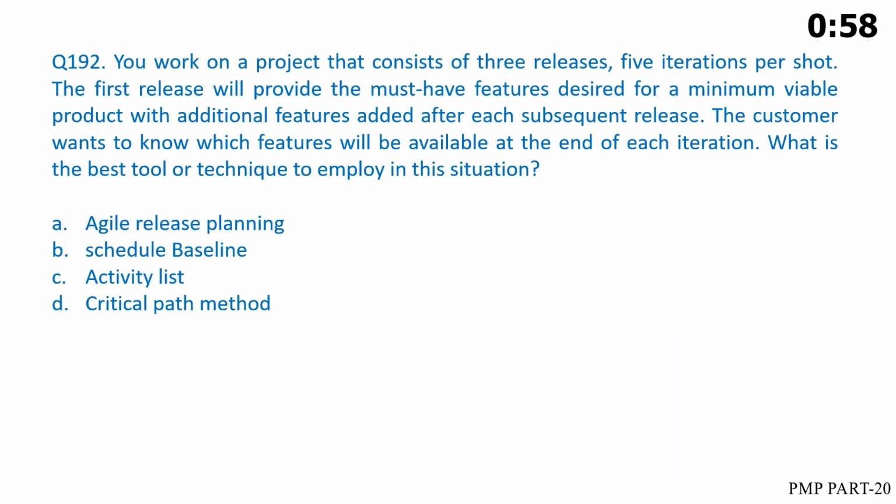You work on a project that consists of 3 releases, 5 iterations per release. The first release will provide the must-have features desired for a minimum viable product, with additional features added after each subsequent release. The customer wants to know which features will be available at the end of each iteration. What is the best tool or technique to employ in this situation? A. Agile release planning. B. Schedule baseline. C. Activity list. D. Critical path method.